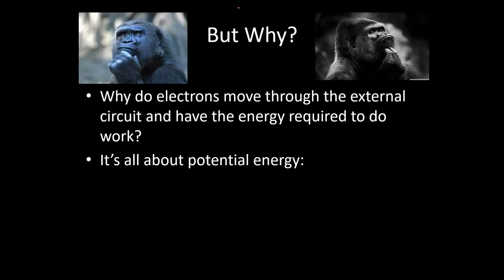So then that leads us to the question, why the heck does this happen in the first place? We understand the redox reactions and that chemical reactions happen. We understand, at least to some extent, why chemical reactions happen in the first place. But why do these electrons move through the external circuit and have the energy required to do work?